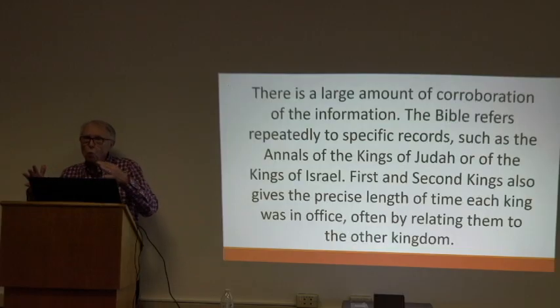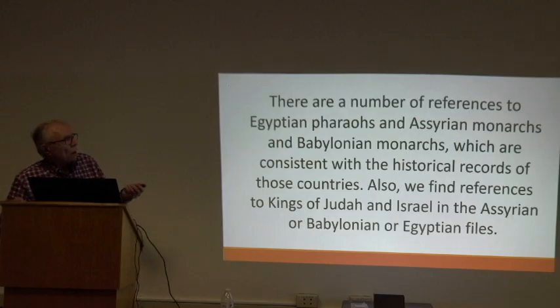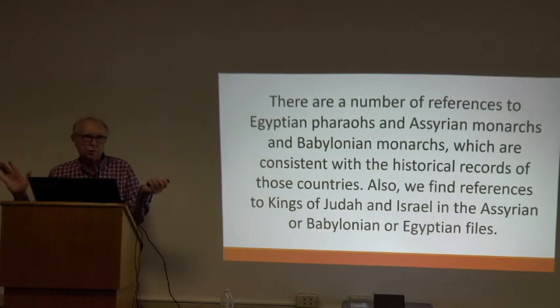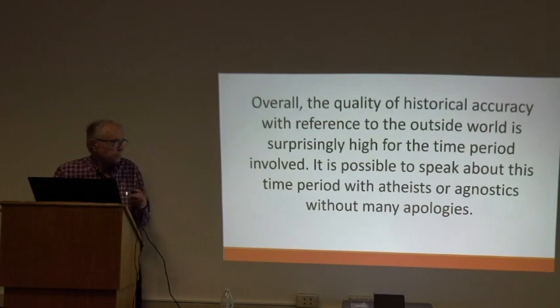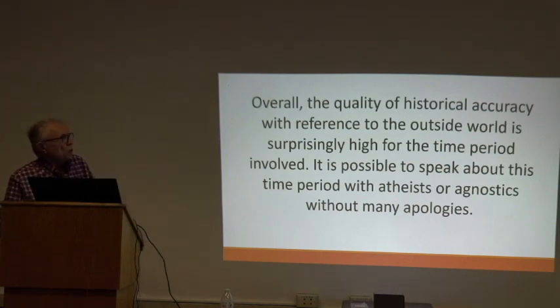So it's all coordinated. And there are a number of references in the Bible to Egyptian pharaohs and Assyrian monarchs and Babylonian monarchs, which are consistent with the historical records we have from those countries. And we find references in the other countries to the kings of Judah and Israel in the Assyrian or Babylonian or Egyptian files, such as we have. Overall, the quality of historical accuracy with reference to the outside world is surprisingly high for the time period involved.